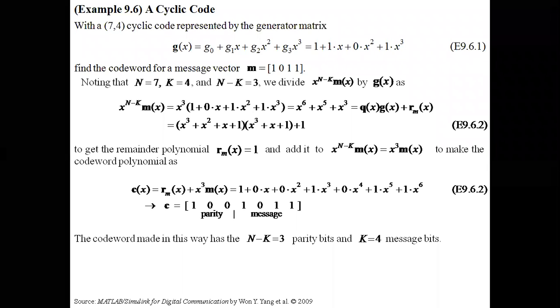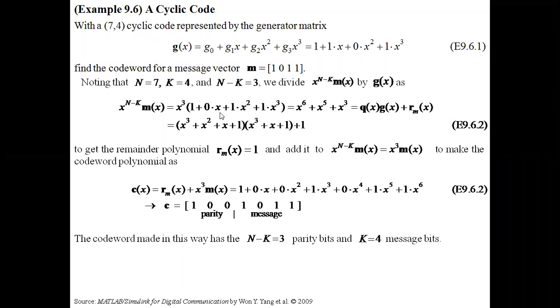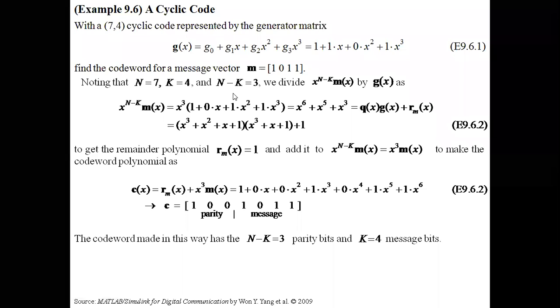So the generator polynomial is given. The divisor is divided by this generator polynomial to find the code word. Find the code word for the message vector m equal to 1011. The message vector is also given, that is 1011. For this message vector, find the code word. Now n is equal to 7, k is equal to 4, and n minus k is the number of parity bits. That is 7 minus 4, so 3 are the parity bits.